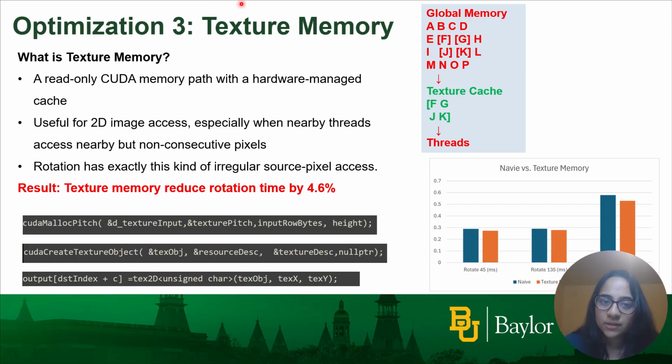So instead of manually loading a source tile into shared memory, I created a CUDA texture object and used tex2D to read the source pixels. The texture cache automatically tries to exploit spatial locality. As shown in the graph, texture memory was the only tested optimization that improved performance compared with the naive implementation. The total rotation time decreased from approximately 0.579 milliseconds to 0.552 milliseconds, which corresponds to a 4.6% reduction in rotation time.